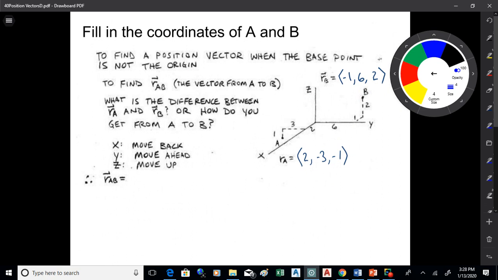So I got RA at 2, -3, -1, and I got RB at -1, 6, 2. Okay, is that good? So now the next little thing is, how do we get from A to B? In the X direction, how far back do you go to get from A to B? In the Y direction, how far ahead do you move? In the Z direction, how far do you move up? Okay, that's how I get from A to B.